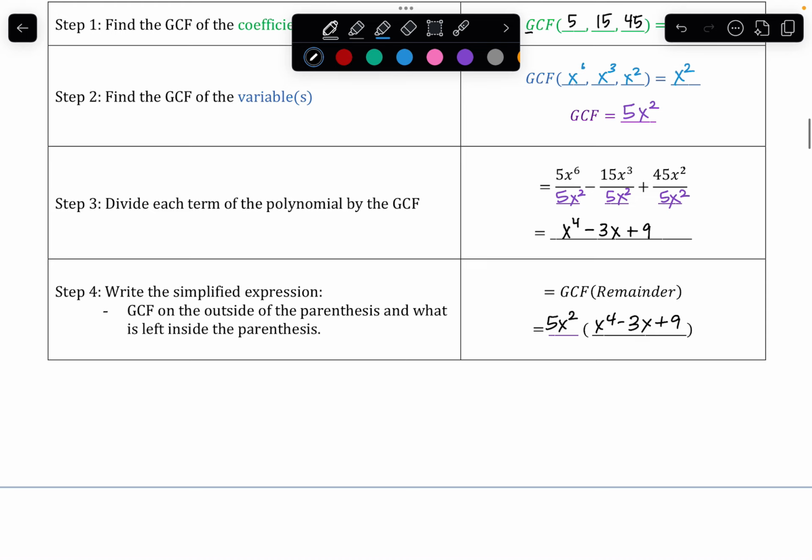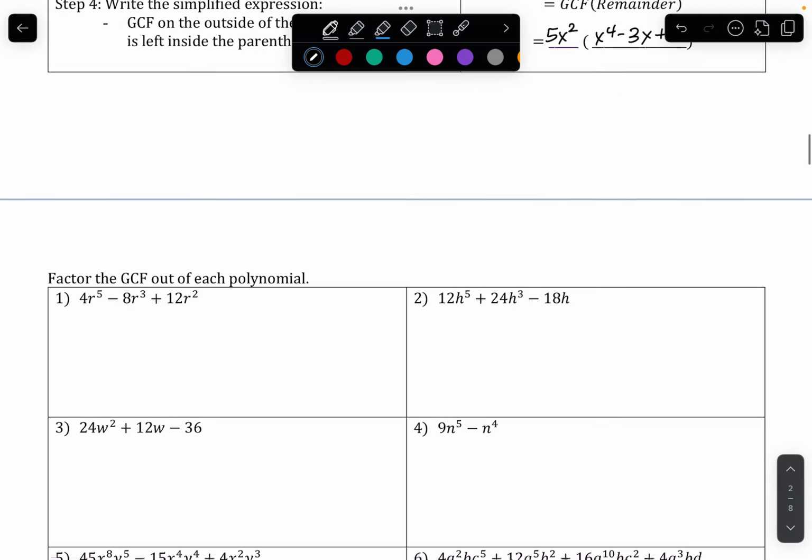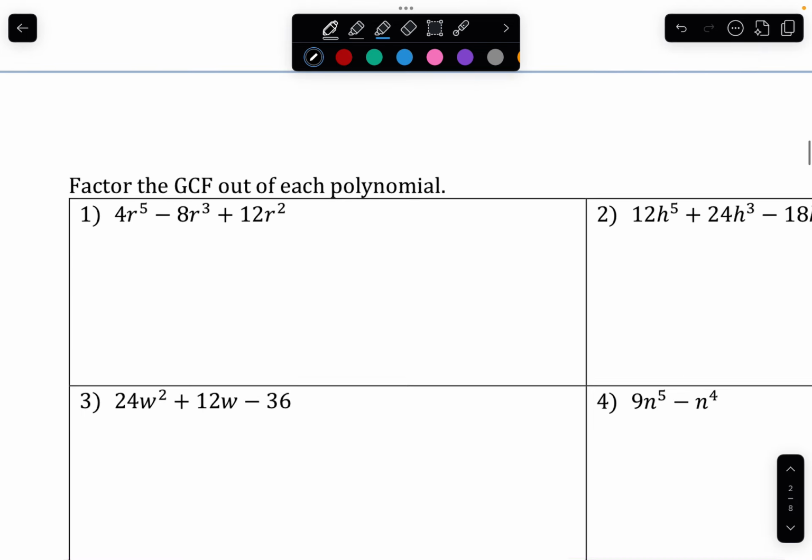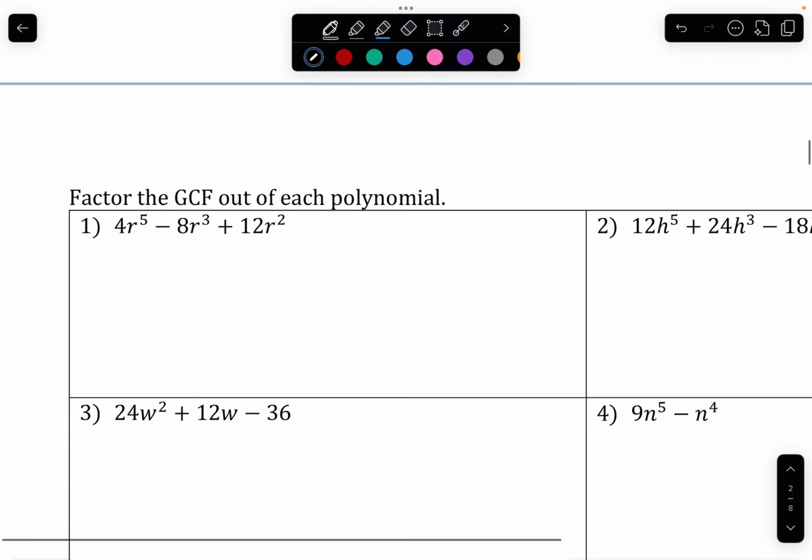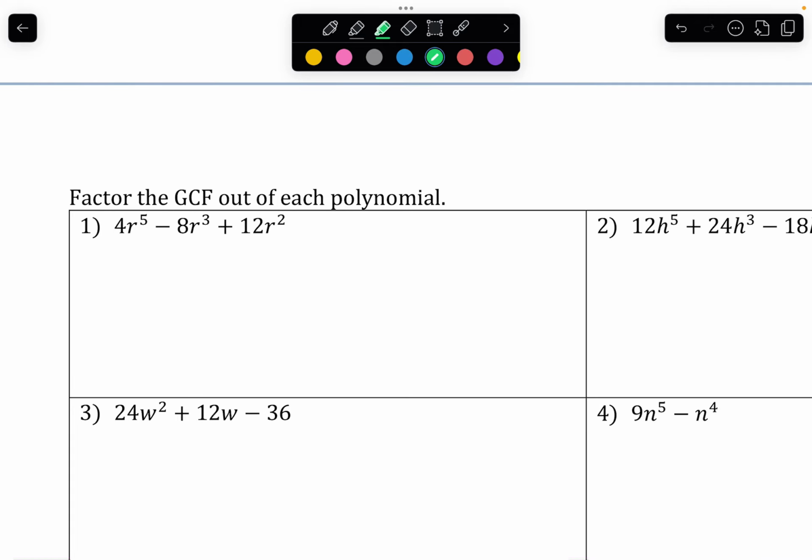Okay, it seems like a lot of steps, but it starts to go really fast. Okay, and so looking at number 1, start with the coefficients. My coefficients are 4, 8, and 12. Start with the smallest one, that's 4.